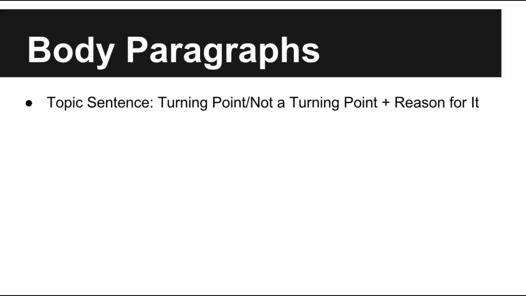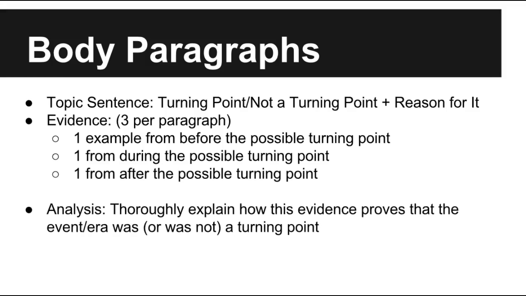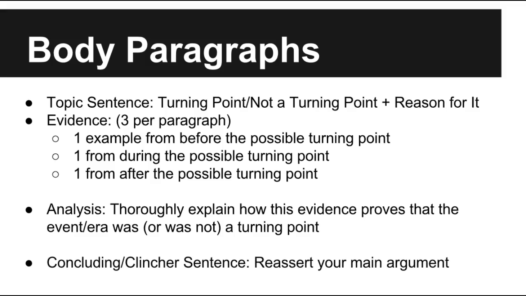All right, this is a general outline of what a body paragraph would look like. Take note of how the evidence is organized. Three examples, one from before the possible turning point, one from during, and one from after. Lastly, the analysis in the paragraph seeks to thoroughly explain how this evidence proves that the event or era was or was not a turning point. In the end, if your examples demonstrate a change from before, during, and after the event, the case is made for a turning point. If the evidence suggests no change from before, during, and after the event, the case is made for no turning point. As usual, paragraphs should end with a clincher sentence that ties the paragraph to the main argument.